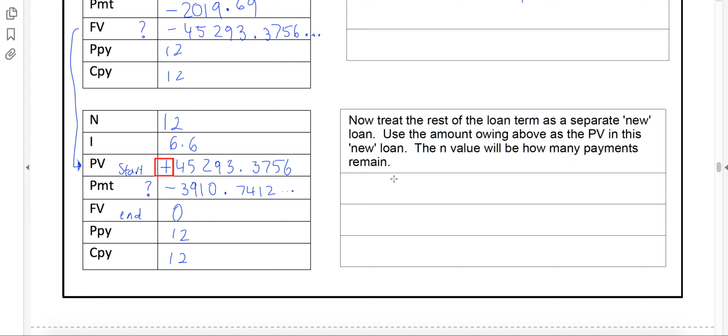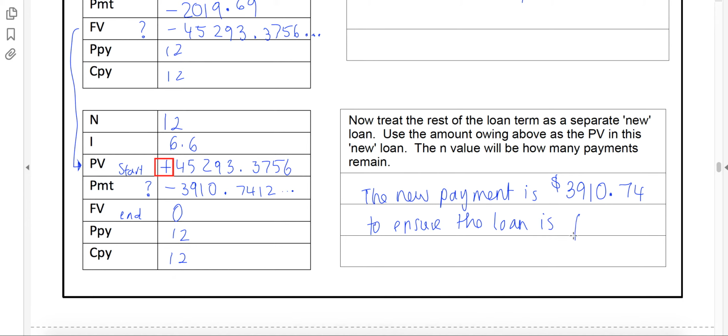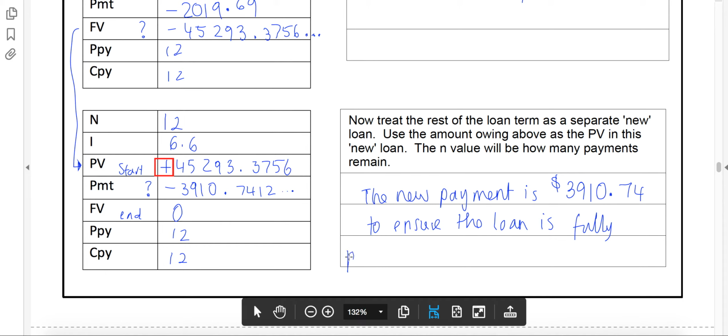3910.7412... So the new payment is 3910.74 rounded to 2 decimal places, and that's to ensure the loan is fully paid after a total of 3 years.